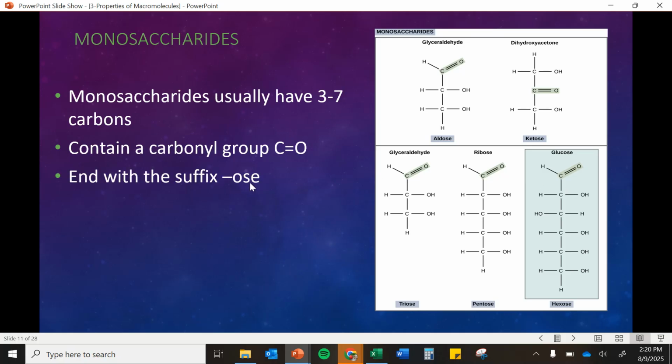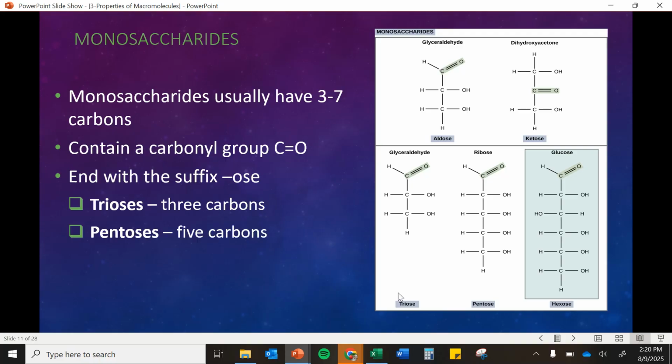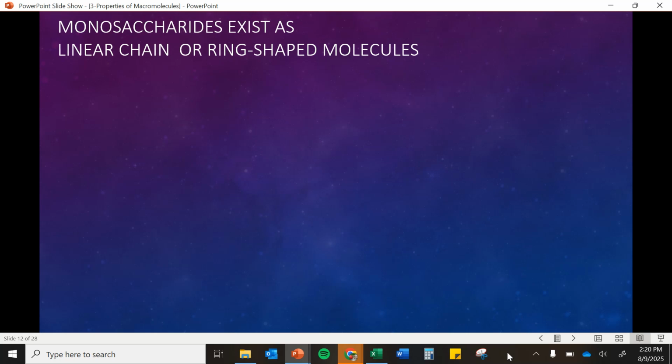And their names are going to end in ose. So if we deal with anything, trioses, pentoses, hexoses, glucose, ketose, aldose, pentose, hexose, like all of these end in ose, we should be able to see a name and think, oh, that's probably a carbohydrate because of its name.